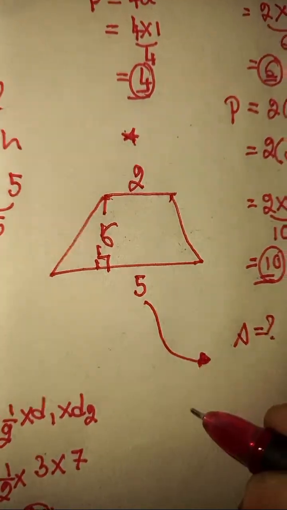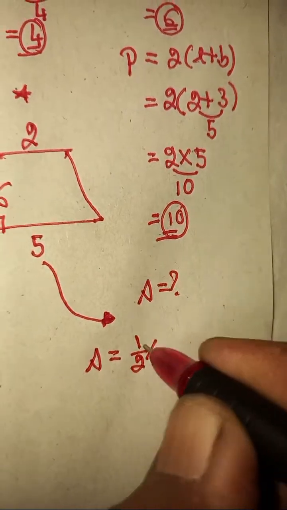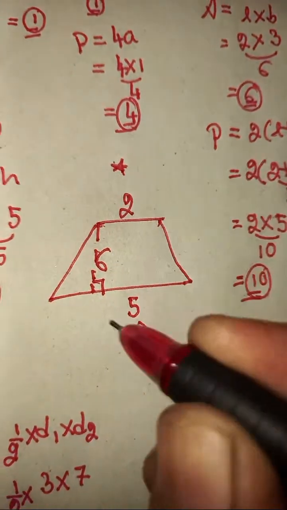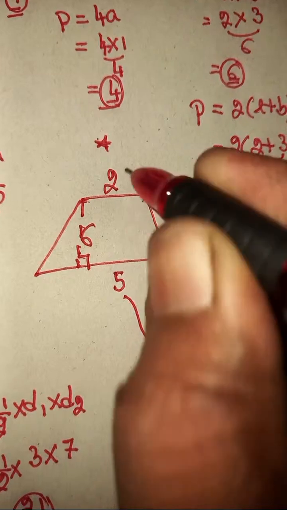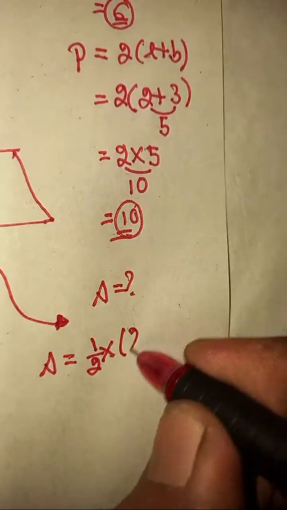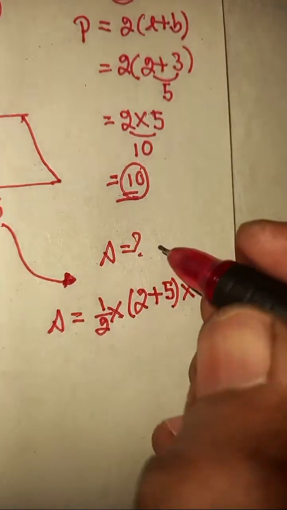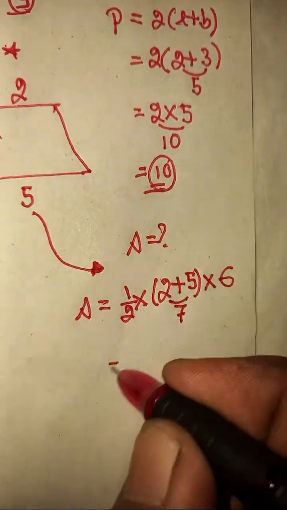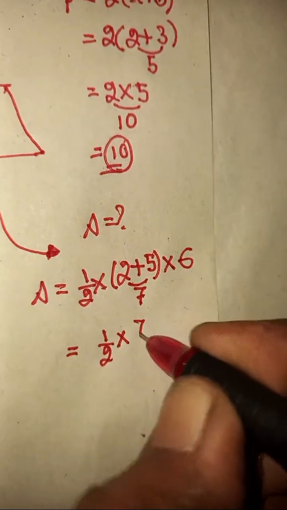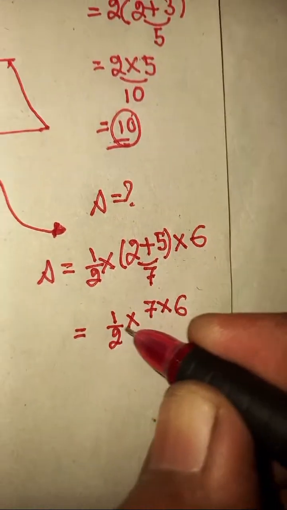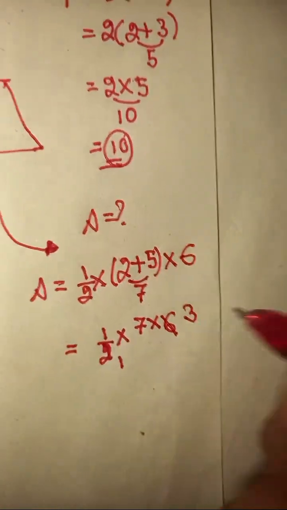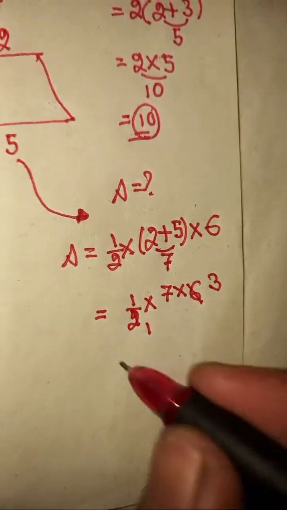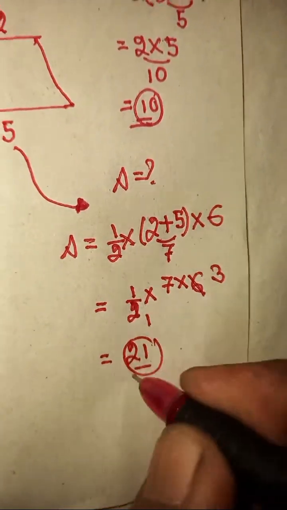Area is equal to half times this is one parallel side, 2 units, another parallel side, 5 units. Their sum is 2 plus 5, times this is the perpendicular height, which is 6 units. You're going to get 2 plus 5 as 7, that is half times 7 times 6. 2 ones are 2, 2 threes are 6, so 3 times 7, which becomes 21. 21 square units is the area of this trapezium.